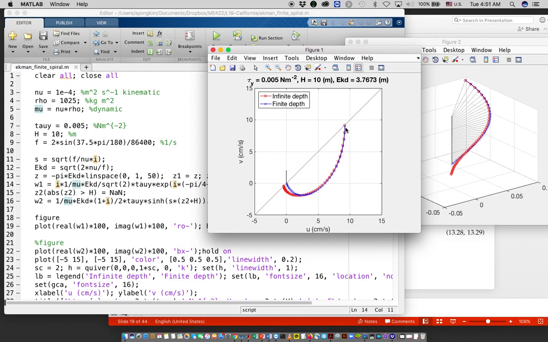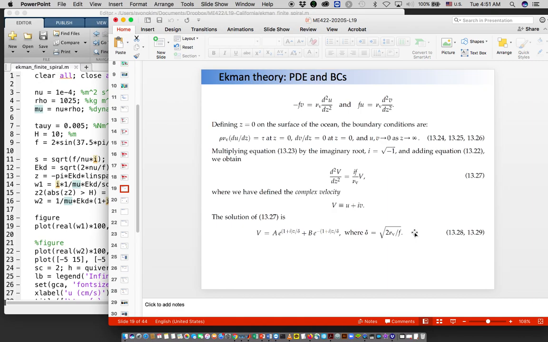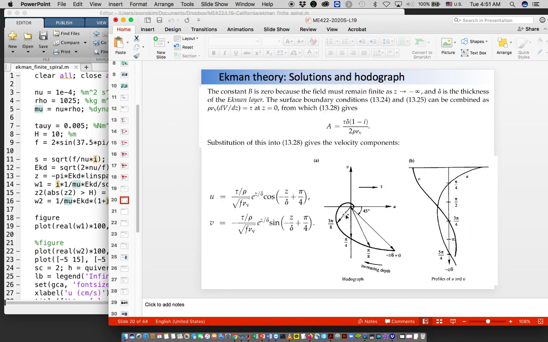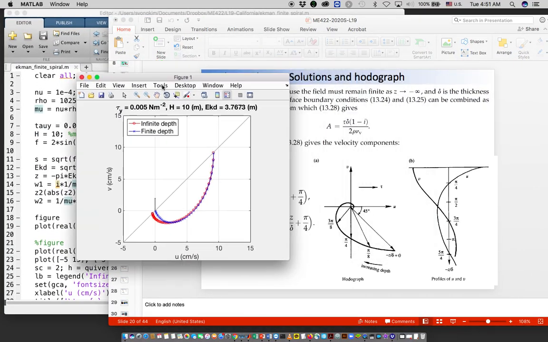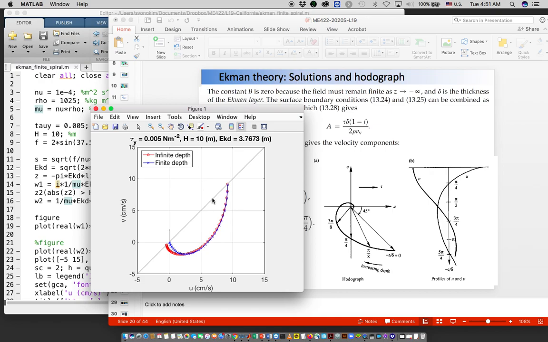So this is shallow water blue, deep water is red, and they make a spiral as you've seen in this. It has a 90-degree difference, right? So I only plot the Ekman depths from the surface up to the 180 degree, right? They draw everything on a spiral, right?